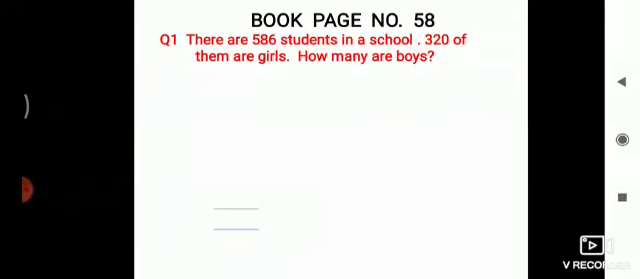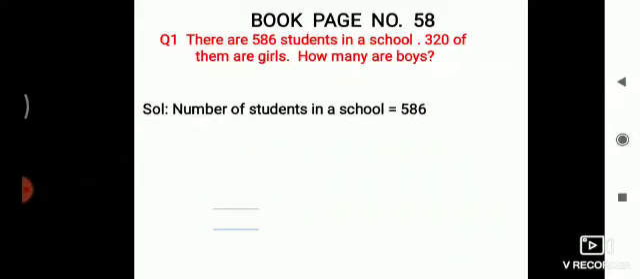The question is, there are 586 students in a school. 320 of them are girls. How many are boys? Children, in this question, it is given that in a school there are 586 students. Out of these 586 students, 320 are girls. We have to find out the number of boys. In order to find out the number of boys, we have to subtract the number of girls from the number of students. First, look at the statements.